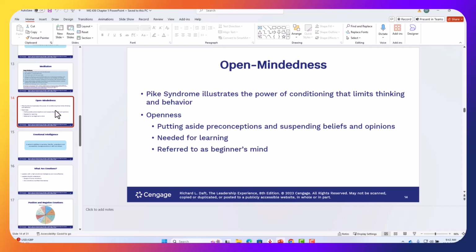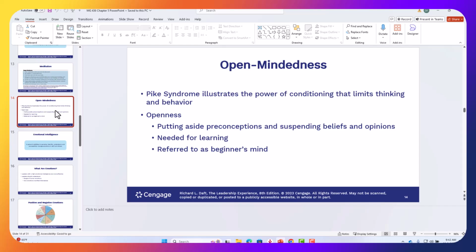Open-mindedness. Pike syndrome illustrates the power of conditioning that limits thinking and behavior. Openness. Putting aside preconceptions and suspending beliefs and opinions is needed for learning, referred to as beginner's mind. So when you're open-minded, you may have preconceptions, but you can suspend those preconceptions, beliefs, and opinions to listen to what somebody's telling you, versus already saying, well, they're going to tell me, but your mind is already made up.